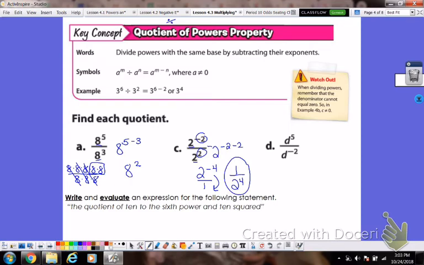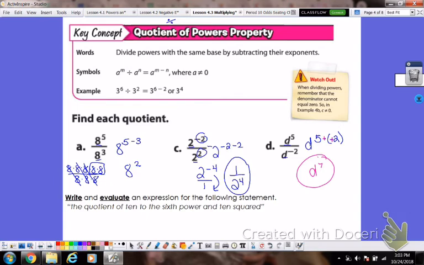All right, part D, d to the 5th divided by d to the negative 2. Yes, we have like bases, so yes, we can do this. So d to the 5 minus negative 2. Remember how our subtraction works. Change to addition, change the next sign, so it's really 5 plus 2. Leaves us with d to the 7th. Nothing left to simplify, so that is our final answer.